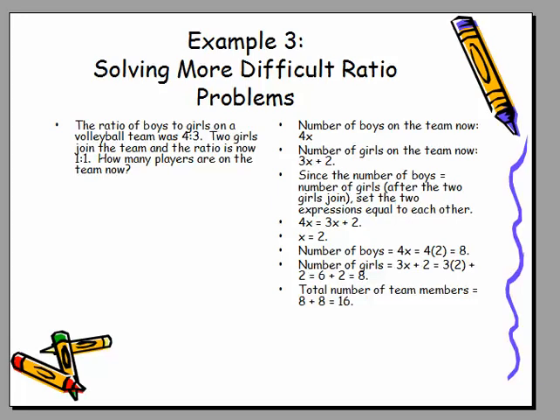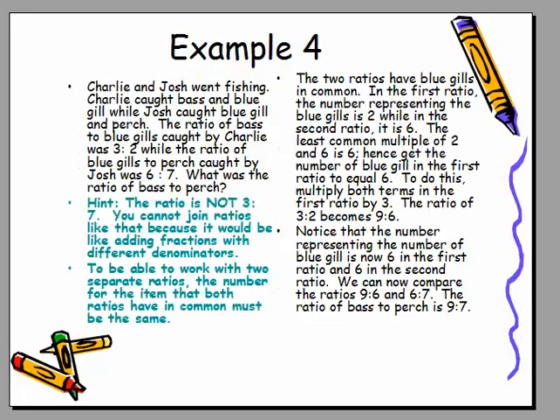Example 4. Charlie and Josh went fishing. Charlie caught bass and bluegill, while Josh caught bluegill and perch. The ratio of bass to bluegills caught by Charlie was 3 to 2, while the ratio of bluegills to perch caught by Josh was 6 to 7. What was the ratio of bass to perch? Hint: the ratio is not 3 to 7.